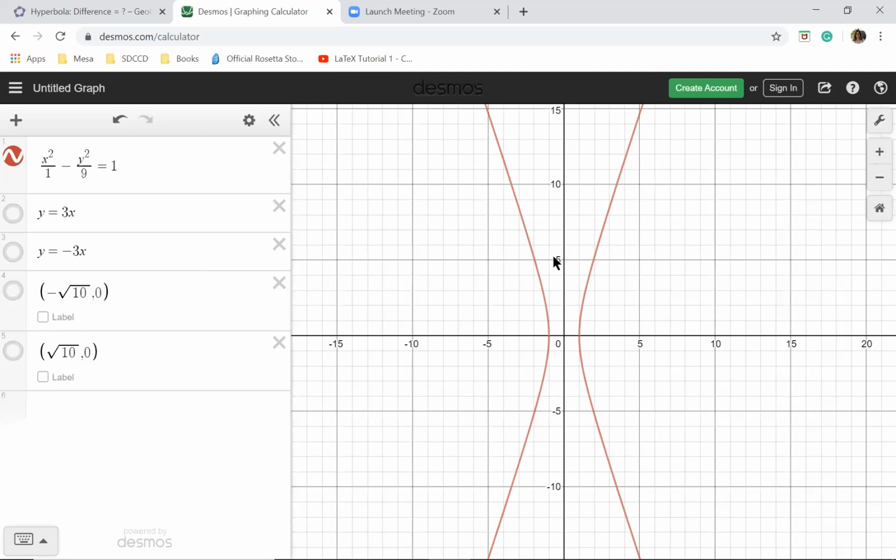Just the red part is going to be given to you. The asymptotes are not given. I graphed them here so you can see what they look like. And the foci are also not given. So I've graphed them so you can see what this looks like. So again, if you go to Desmos, it's just going to give you the red part of the graph, not the blue and not the purple. All right.